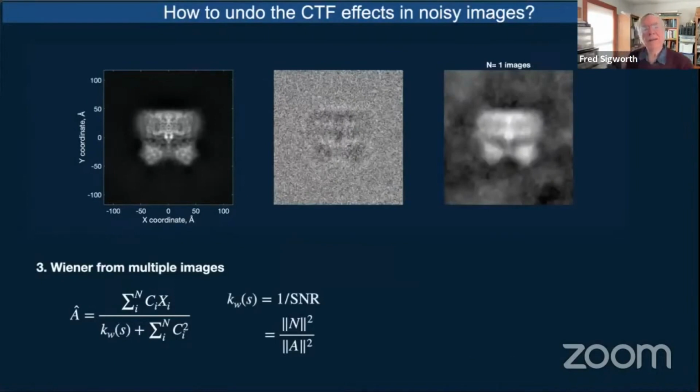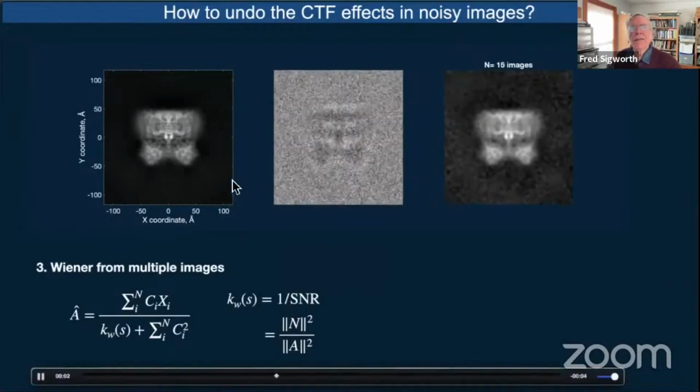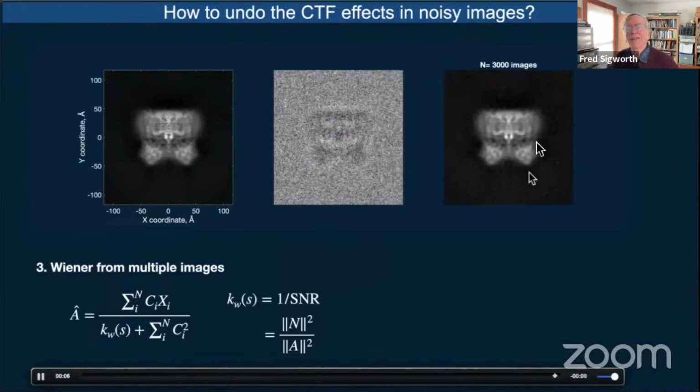Now, a fancier way to do this is to not just use a constant down here, but put in a quantity that actually depends on spatial frequency. It's going to be one over the spectral signal to noise ratio. So it's basically the ratio of the noise to the signal in the original object as a function of spatial frequency. And we can do a really good reconstruction, actually, if I have a lot of images and I do this kind of correction.